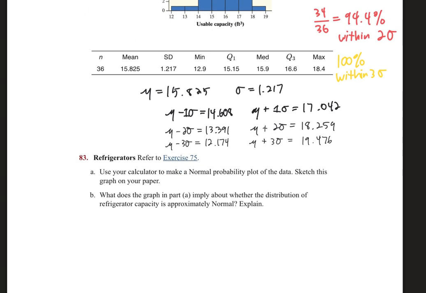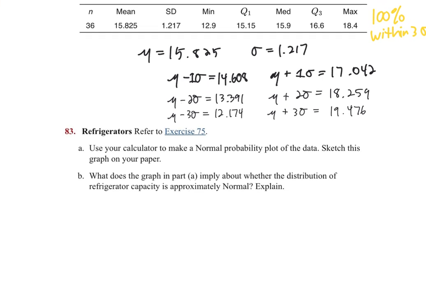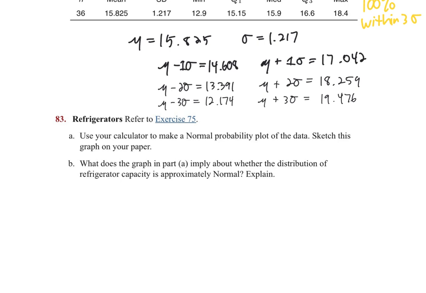So, okay, 83. Use your calculator to make a normal probability plot, and sketch this graph on your paper. Okay, I'm going to leave that. That's in the answer key. So I'm going to leave that for people to look in the answer key.